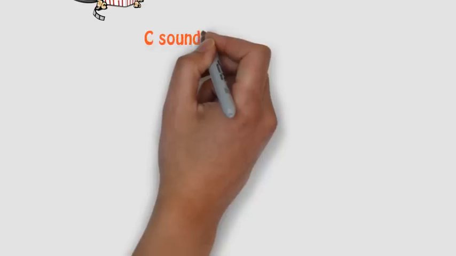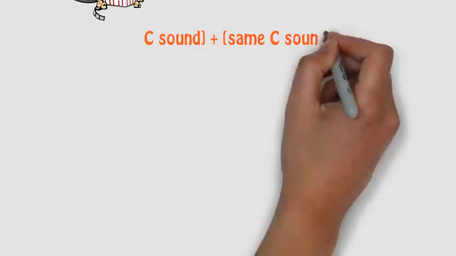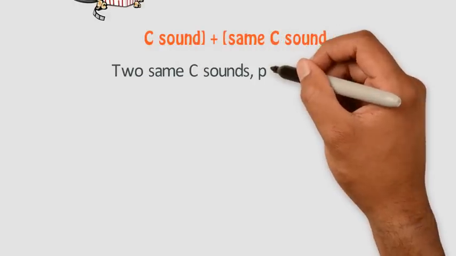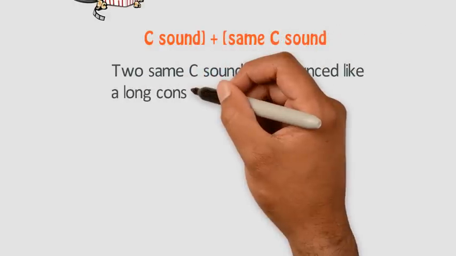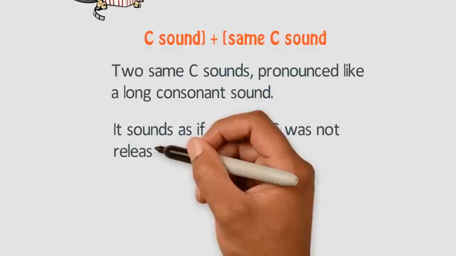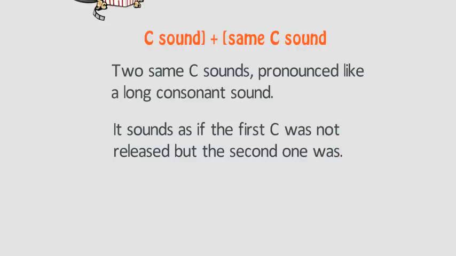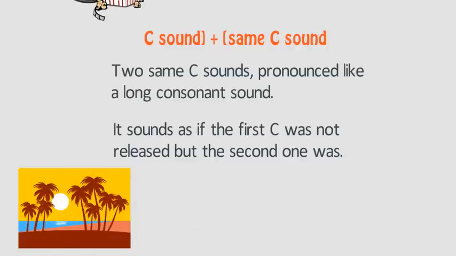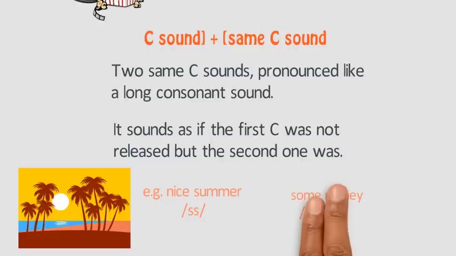The third case happens when we have a final consonant sound and an initial consonant sound. Here, they have to be the same sound. They are pronounced like a long consonant sound. It sounds as if the first consonant sound was not released, but the second one was. Look at the examples. Nice summer. Some money.